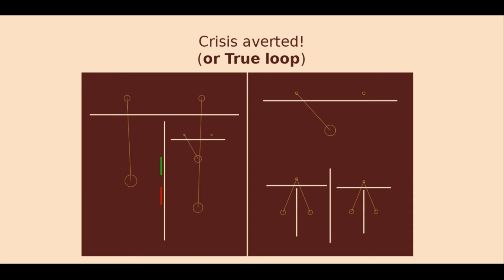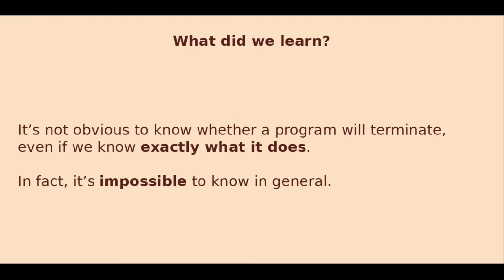Pretty neat, huh? So what did we learn? We learned that it's not obvious to know whether a program will terminate, even if we know exactly what it does. In fact, it's impossible to know in general.